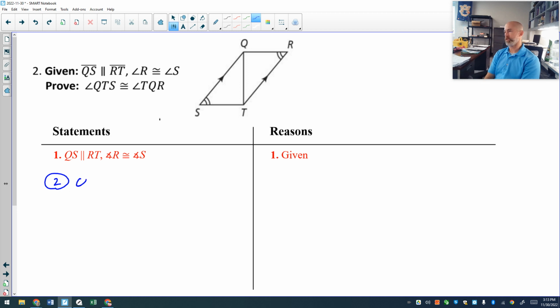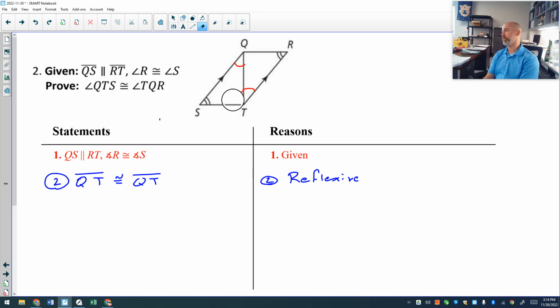QT and QT congruent, and that's reflexive. And angle SQT, and QTR. Do we agree with that? Yes. If you look at how we drew those angles, we did draw the angles to the lines that are parallel. Do not try to do these angles. That doesn't include a parallel line.